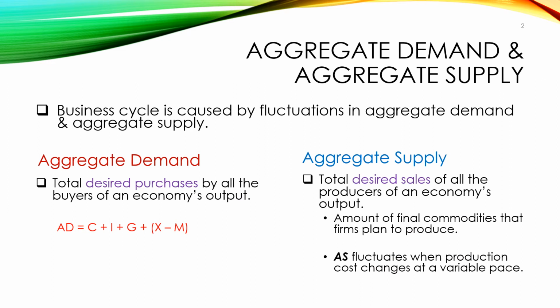Macroeconomic problems such as the business cycle are caused by fluctuations in aggregate demand and aggregate supply. Aggregate demand is the total desired purchases by all of the buyers of an economy's output. Aggregate demand is equal to household expenditure plus private investment plus government expenditure plus export minus import. On the other hand, aggregate supply is the total sales that wish to be achieved by all of the producers in an economy. Aggregate supply fluctuates when production cost changes.